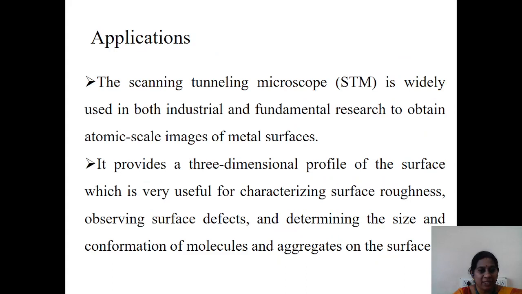Coming to its applications, this is widely used in both industrial and fundamental research to obtain atomic scale images of metal surfaces. It provides a three-dimensional profile of the surface, which is very useful for characterizing surface roughness, observing surface defects, and determining the size and conformation of molecules and aggregates on the surface.